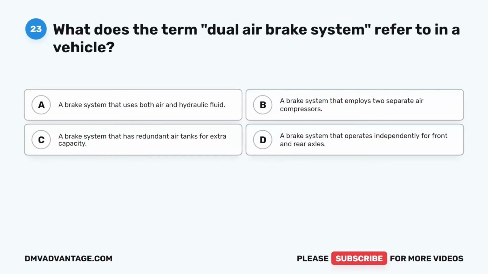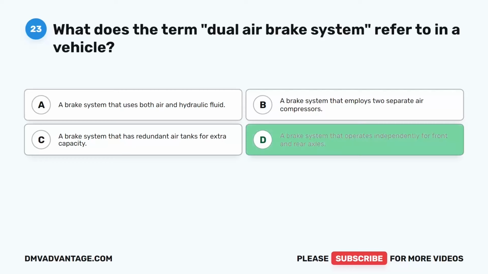Question 23. What does the term dual air brake system refer to in a vehicle? A. A brake system that uses both air and hydraulic fluid. B. A brake system that employs two separate air compressors. C. A brake system that has redundant air tanks for extra capacity. D. A brake system that operates independently for front and rear axles. The correct answer is D. A brake system that operates independently for front and rear axles.